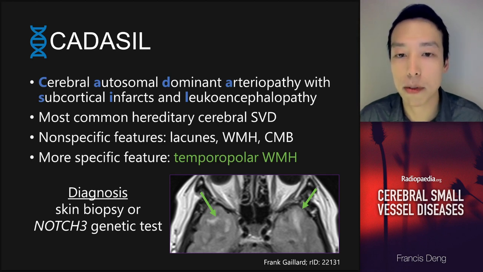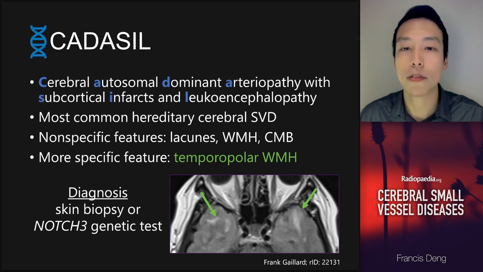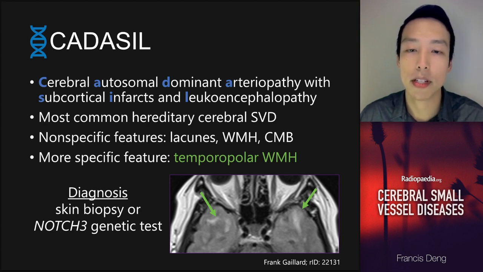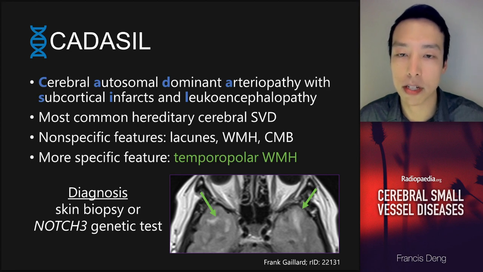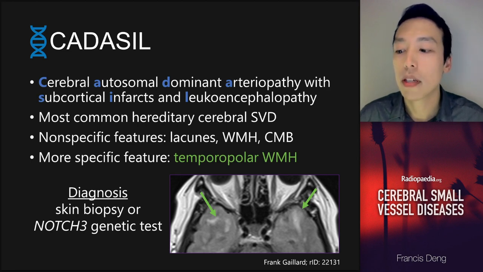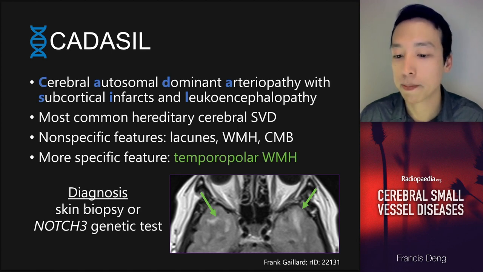The diagnosis is established either by skin biopsy or genetic testing. The skin biopsy reveals pathologic change in the small vessels of the skin that are analogous to the small vessel changes in the brain. The genetic test is for a gene called Notch3, which is important because it encodes a protein that regulates and maintains the vascular smooth muscle of small vessels.